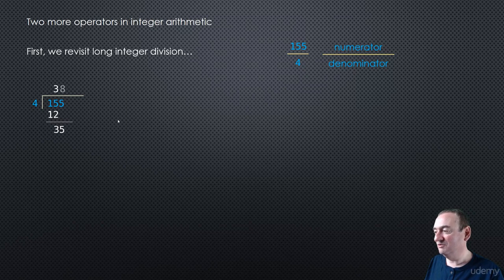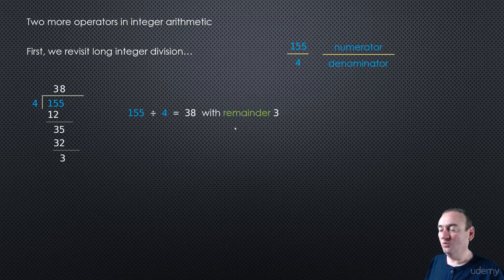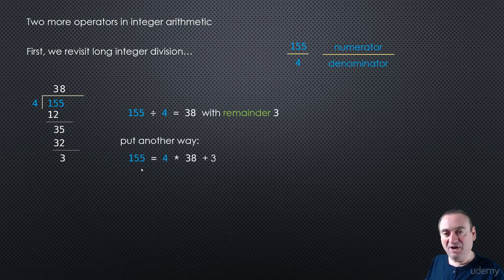Once more, 4 goes into 35 at most 8 times, which is a value of 32. We're left with 3, and 4 doesn't go into 3. That's it. We're done with the long division. And so we would write down our answer and say, well, 155 divided by 4 is 38 with remainder 3. So we can also put it another way. And this is going to be the more important way of rephrasing this statement here, which is that 155 is 4 times 38 plus 3. So 155, right, is 4 times this number 38 plus the remainder.